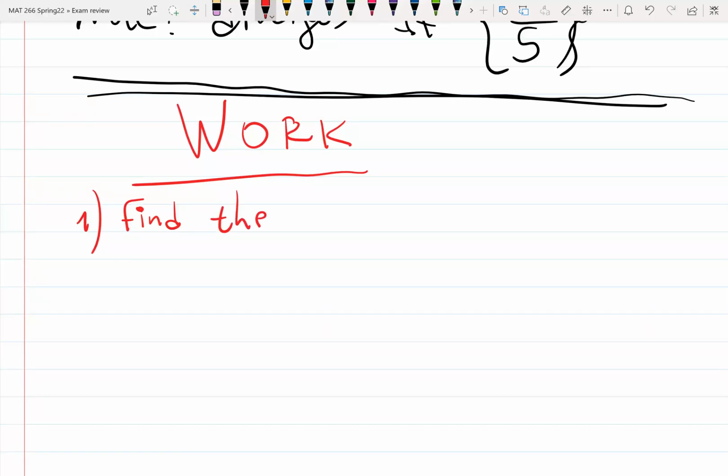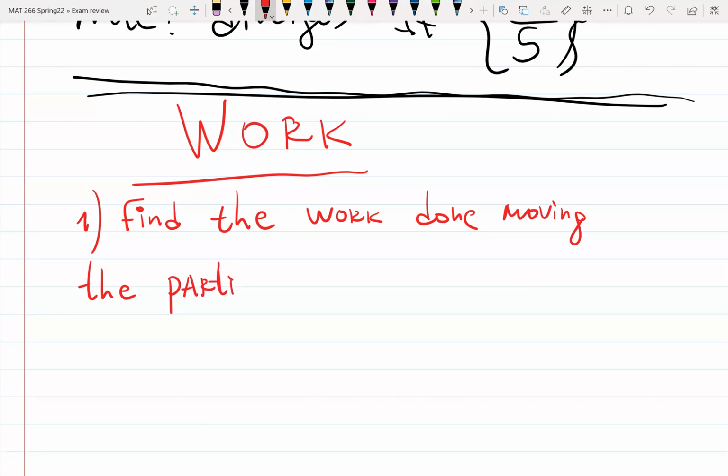Find the work done moving the something, the stool, the chair, chair is a stool, container, the particle from A to B. Review that and review pool problems.